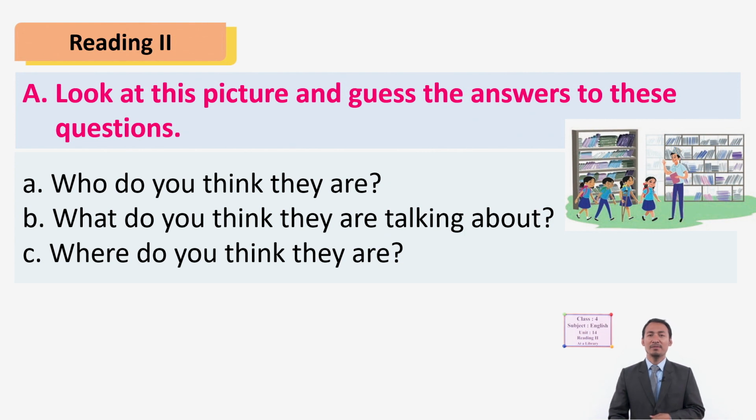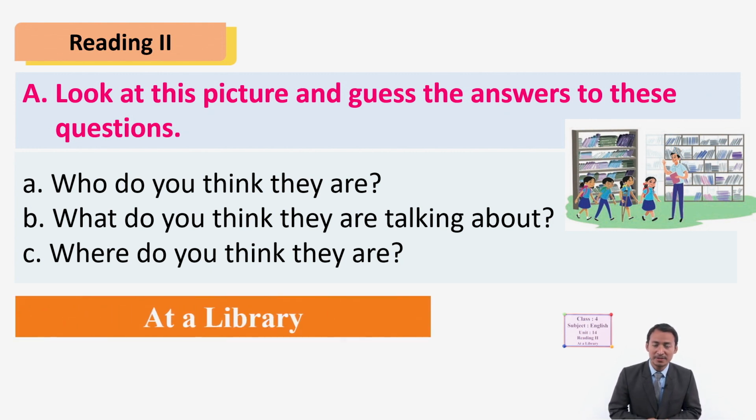And what do you think they are talking about? Are they talking about some musical dances? No, right? They might be talking about how to get books, how many days they are going to borrow books, or how to get the registration there. So that might be the talking, right? Yes, you are right at guessing. And question C, where do you think they are? Definitely they are in the library, because you have already seen the title, right? Yes. Okay, so now we are going to start the text, At the Library.